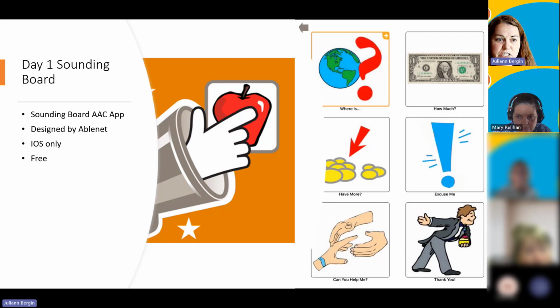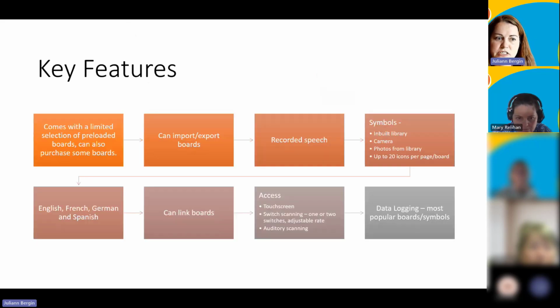So you can see there on screen what the icon is like. Sorry, the screen's taken over a tiny bit there. It's an orange icon on screen when you go to search for it in the App Store. A little megaphone with a hand reaching out with a picture of an apple. So that's how you'd recognize that app on the App Store. And just to tell you a little bit more about it, the key features of it.